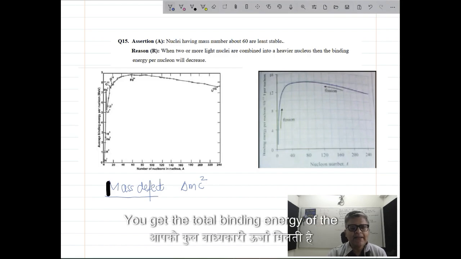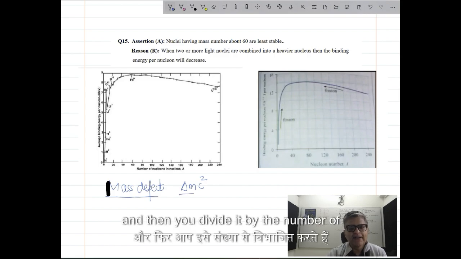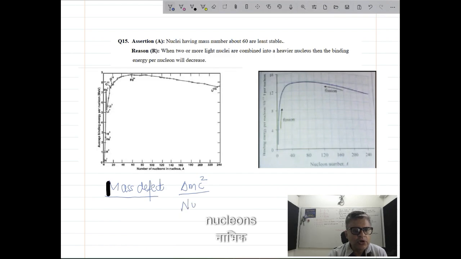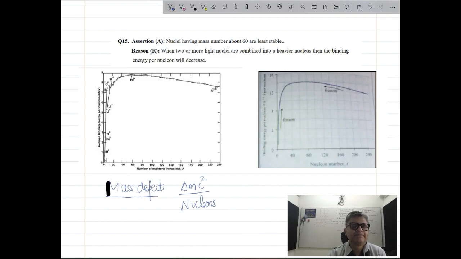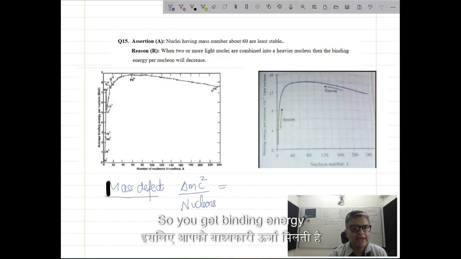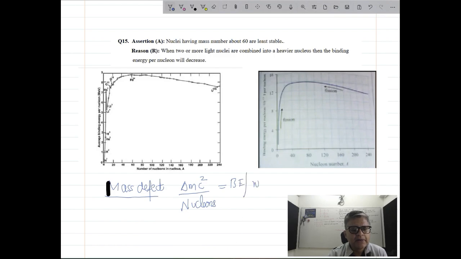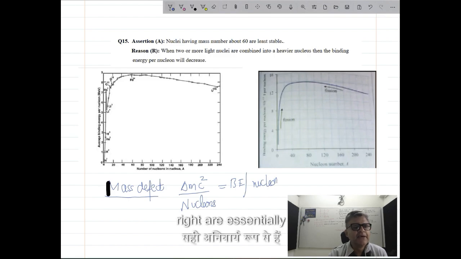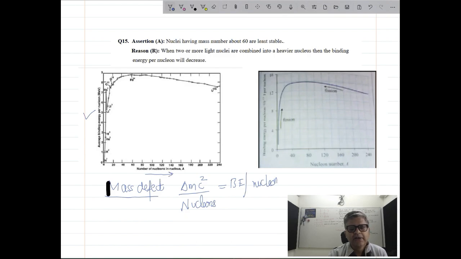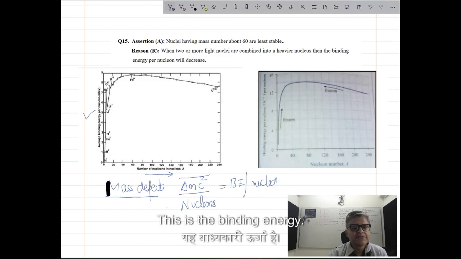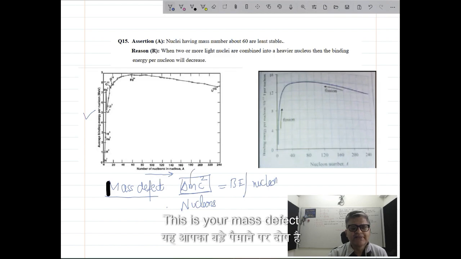You get the total binding energy of the nucleus, and then you divide it by the number of nucleons inside the nucleus, which is the sum of protons and neutrons. So you get binding energy per nucleon. And the graphs that you see are essentially the binding energy per nucleon versus the number of nucleons in the nucleus. So first of all, understand how to calculate the binding energy using this formula. This is the binding energy. This is your mass defect.